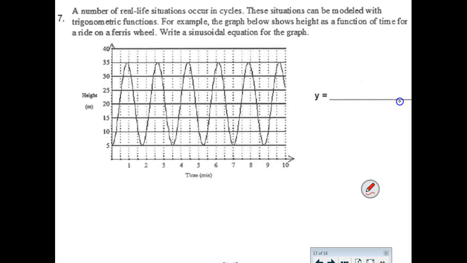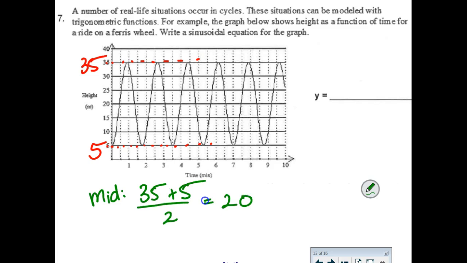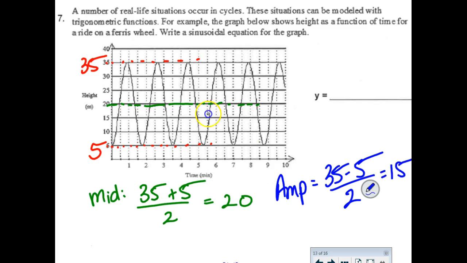So for us, I'm looking at the bottom of the graph here is at 5, and the maximum is at 35. So for the midline, maybe you can visualize it, or else you can calculate it. 35 plus 5 divided by 2 is 20. The amplitude, again, maybe you can visualize it, or else you can calculate it. It's 35 minus 5 over 2, so it's 15. Makes sense. 20 to 35 is 15.